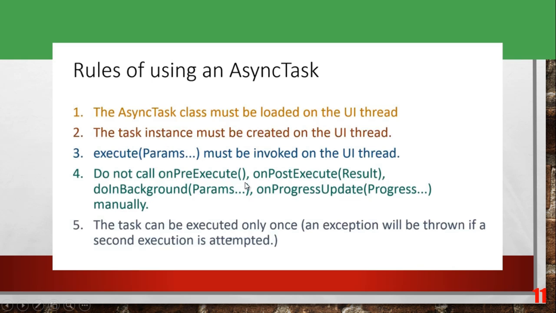Do not call onPreExecute, onPostExecute, onProgressUpdate, and doInBackground manually. The task can be executed only once. An exception will be thrown if a second execution is attempted. If you call the execute method from another object or from another on-click button, an exception will be thrown.